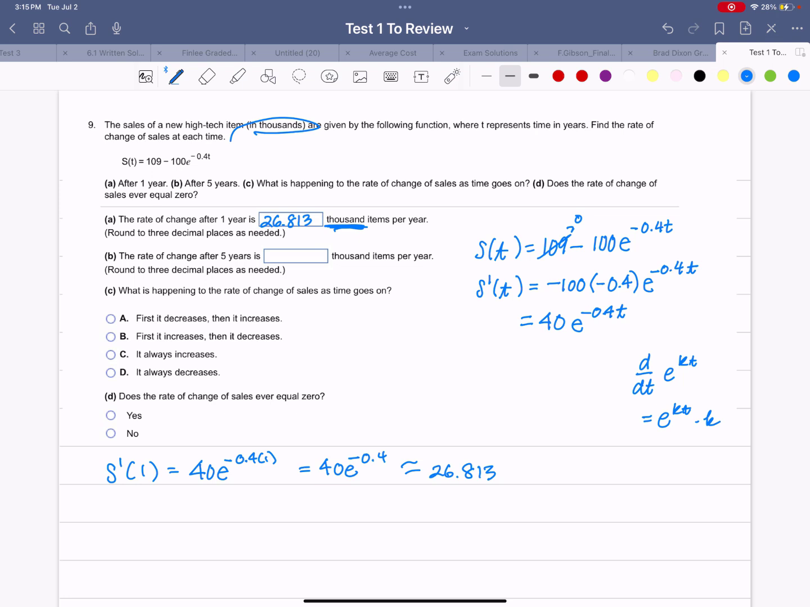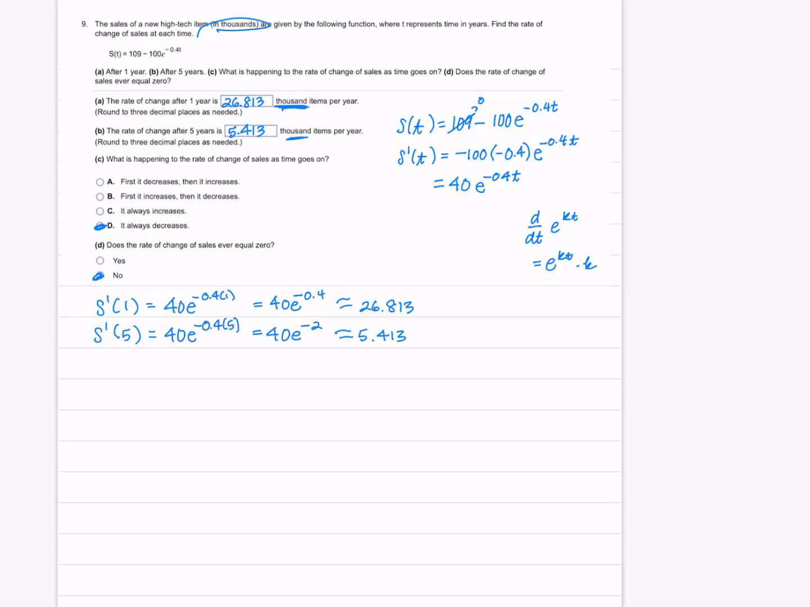Technically, that's 26,813. Okay. S prime of 5 is 40 e to the negative 0.4 times 5. That's 40 e to the negative 2. And that comes out to be about 5.413 thousand. The thousand is already here, so we don't have to multiply. 5.413. So now we have to answer the part about what is happening to the rate of change of the sales as time goes on.